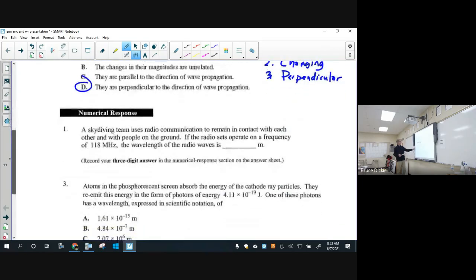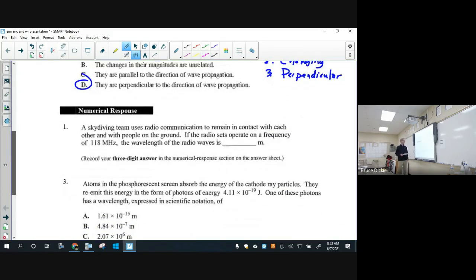Numeric response number 1 says a skydiving team uses radio communication to remain in contact with each other and with people on the ground. If the radio sets operate on a frequency of 118 megahertz, we want to draw attention to this because we got to convert units. The wavelength of the radio waves is what? Well, this one is pretty straightforward. We're just going to say V is equal to F times lambda. Lambda is equal to V over F.